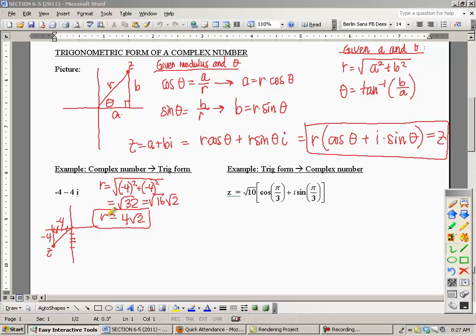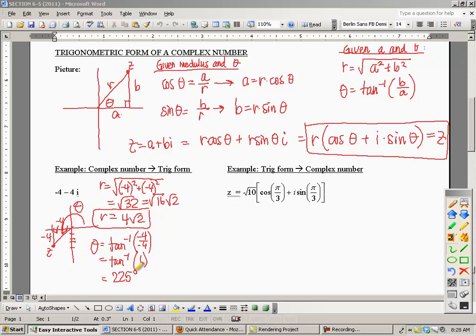Now, how do I find theta? Well, in order to find theta, I take the inverse tangent, because I have the opposite and the adjacent, of negative 4 over negative 4, which is basically the inverse tangent of 1. And where does the tangent equal 1? Well, I'm in the third quadrant, so what is this angle? My angle then, if I go back to my unit circle, is 225 degrees. And the reason we need 225 is because our coordinate point z is in the third quadrant.